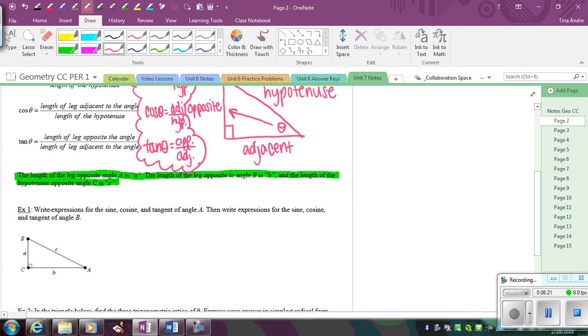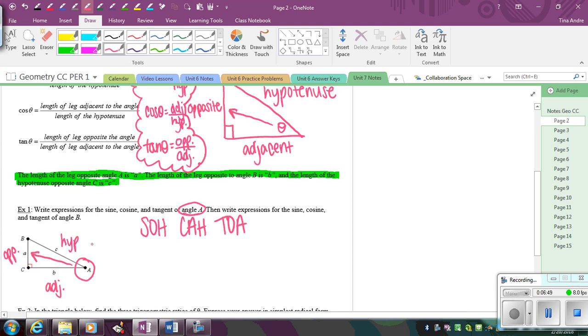If I look at this first example, it says write expressions for sine, cosine, and tangent of angle A. So I'm going to use my acronym, SOHCAHTOA, to come up with the 3 ratios for angle A. I start with angle A and go across from that. That side is the opposite. Next to it is the adjacent. And the hypotenuse is always the side across from the right angle.